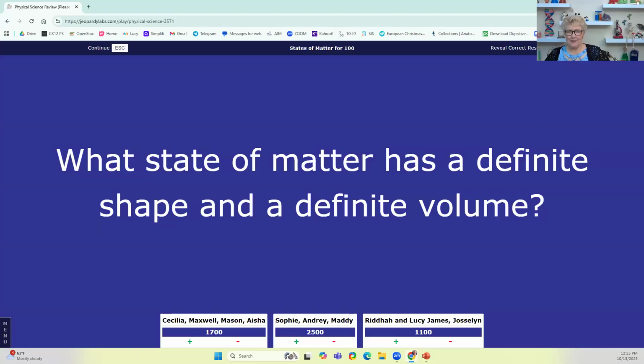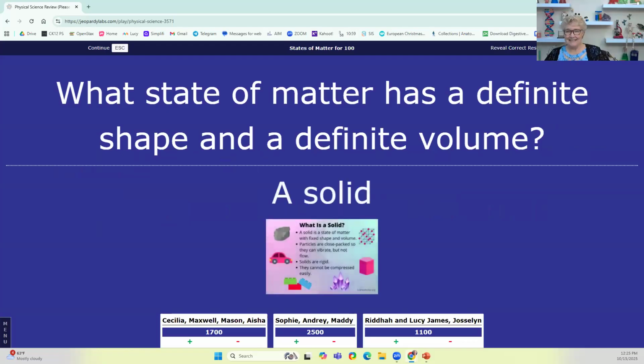Rita, you're going to be the tiebreaker. I think it's gas. All right. Oh, it's actually solid. Lucy James had it. Remember, gas goes everywhere. It doesn't have a definite shape. It kind of changes shape as it floats around. It has no definite volume. It just goes out into the atmosphere.